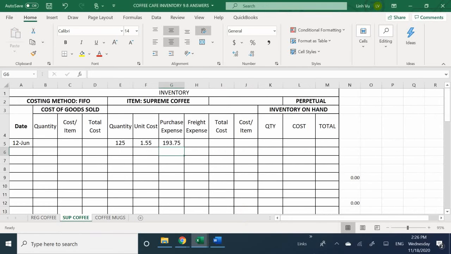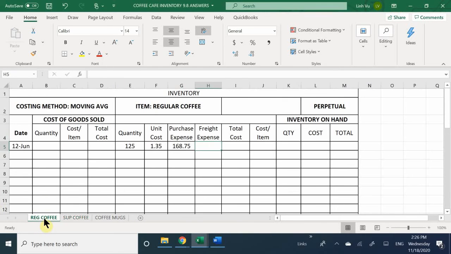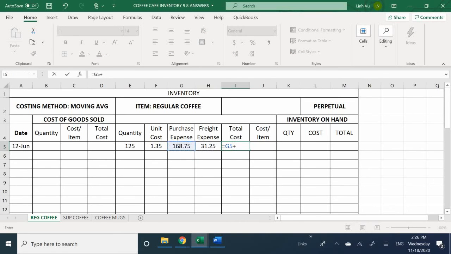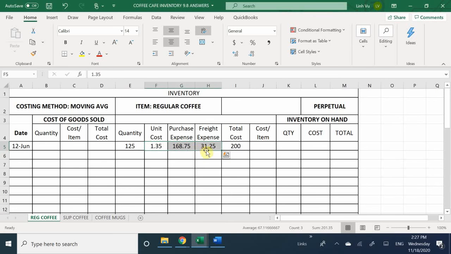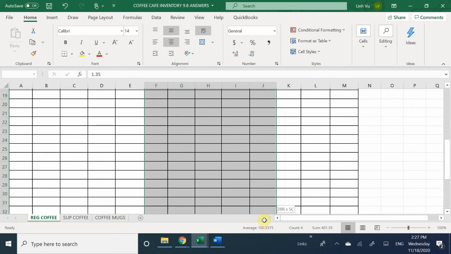So now we can finally come back to our coffee, our inventory worksheet. Here we can complete our transaction by entering our freight expense. My freight expense was charged $31.25 for regular coffee, and I should get a grand total of 225. Oh, that's for Supreme. I'm sorry, I'm on the Supreme one. Let me go to the other one. So it's 200 for my regular coffee.